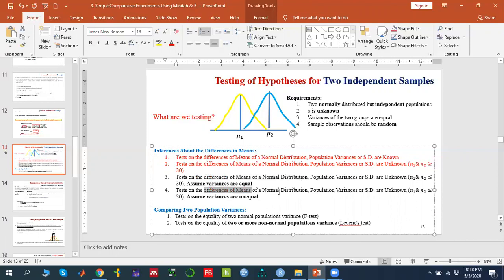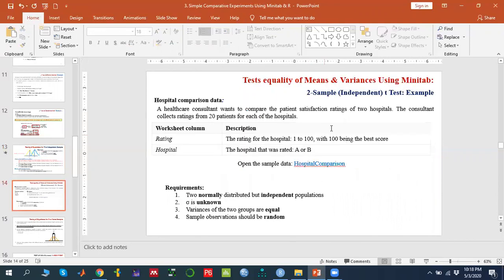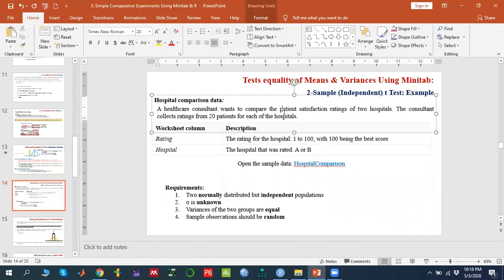So in order to do that, to test the two sample independent t-test as well as the two sample independent t-test when the variances are unequal, I have taken this example. We have taken the data of 20 patients about the hospitals, and the patient satisfaction rating of the two hospitals.